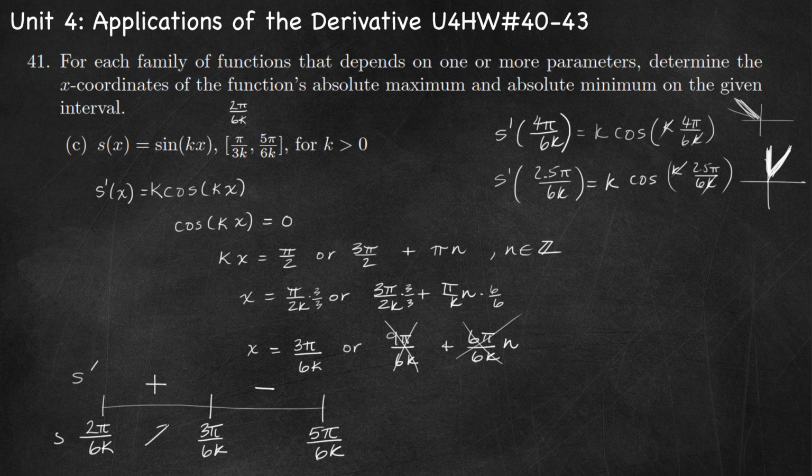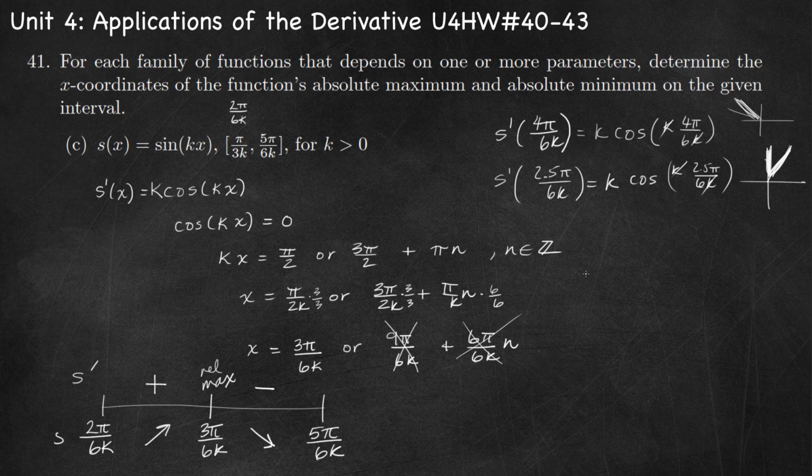So S is increasing, and then it is decreasing, which tells us we have a relative max here at 3 pi over 6k. And it also has to be our absolute max. It has to be the absolute max because it's the only turning point on that interval. Now, in terms of the absolute min, it could be either one of our endpoints. We're going to have to check both.